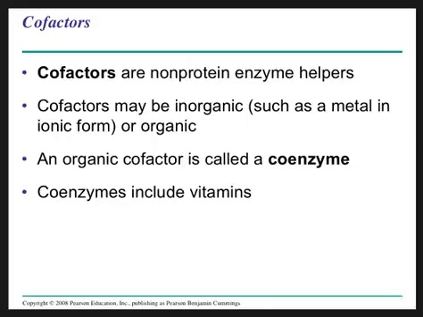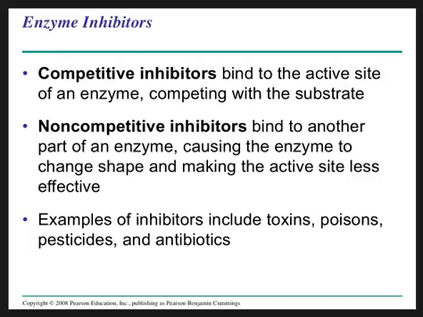Cofactors are non-proteins. They're enzyme helpers. They're not an enzyme, they're just a helper. They're a booster, okay? Cofactors can be organic or they can be inorganic. So we can have a metal in ionic form, and that can be a cofactor. If the cofactor, however, happens to be organic, we call it a coenzyme. The most common example of coenzymes are vitamins. And what cofactors do is they help enzymes do their job better, okay?